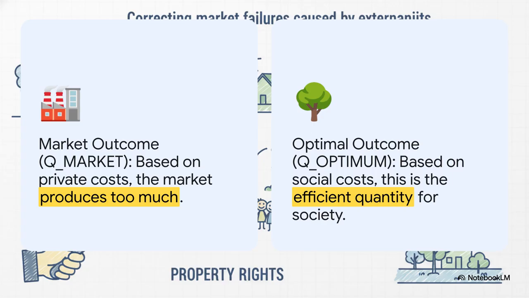But the truly efficient spot for society, Q optimum, is where demand meets that higher social cost curve. And what do you see? The market quantity is way bigger than the optimal quantity. The market is overproducing aluminum. And that's not just a little mistake.